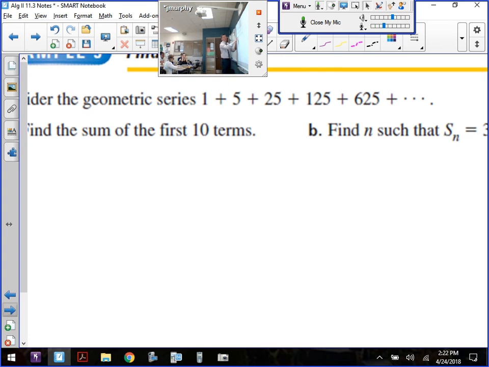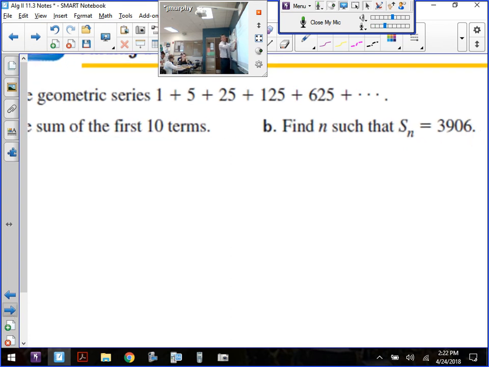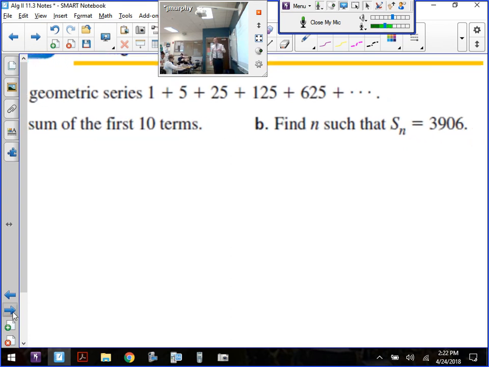we'll do this one. We want to find the sum of the first 10 terms of the series and figure out how many you have to add together for it to equal 3906. So this is two parts, just like the problems you did the past couple of nights at the very end of the assignment. We have the series 1 plus 5 plus 25 plus 125 plus 625. Now I want to find the sum of the first 10.